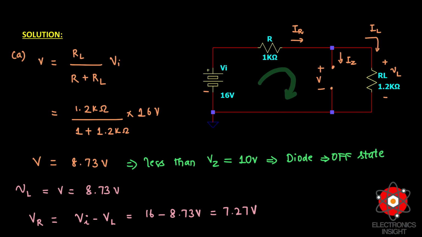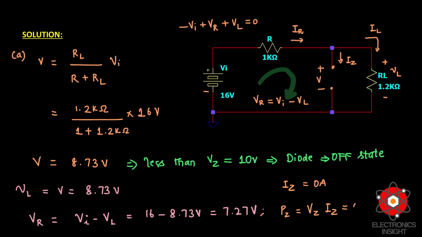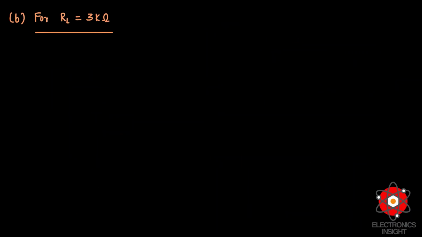In this network, IZ will be 0 because the Zener diode is in the off state. So the Zener current will be 0 amps, and the power dissipated by the Zener diode, which is VZ times IZ, will also be 0 watts. Now the same procedure we are going to implement for RL equal to 3 kilo ohms and find out what VL, VR, IL, IR, IZ and PZ are.